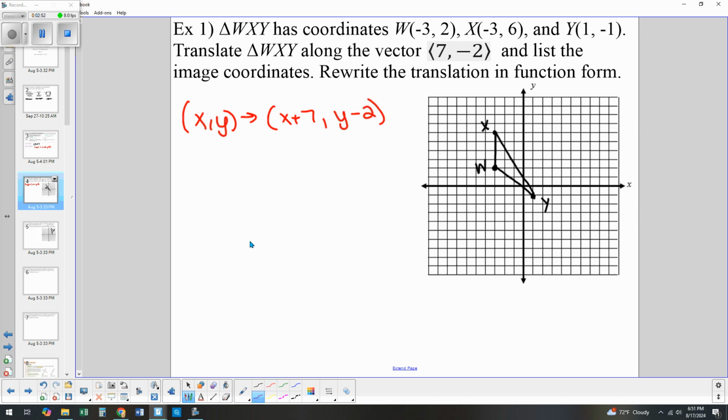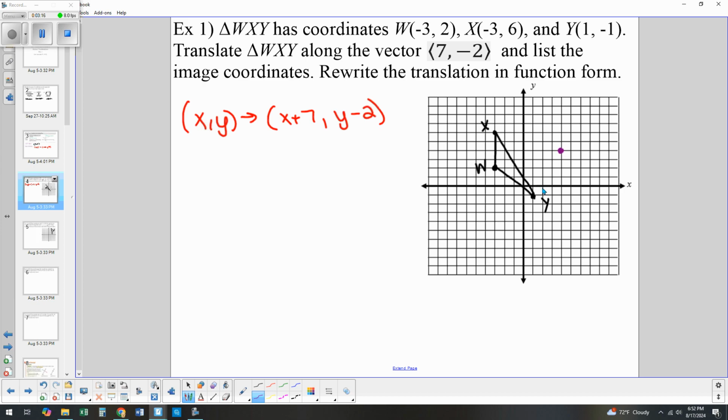For the other part, you can either count the spaces on the graph, or you can actually do the math to each of the ordered pairs. Since we're going to be graphing it as well, we may as well count the spaces because that's going to help us anyway. So let's start with this point X up top. I'm going to go 7 to the right, counting 1, 2, 3, 4, 5, 6, 7, and then 2 down, 1, 2.